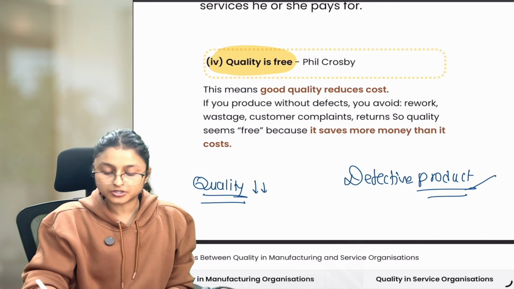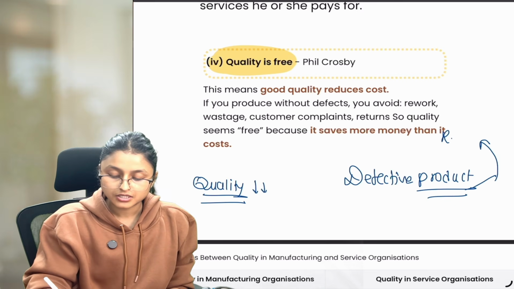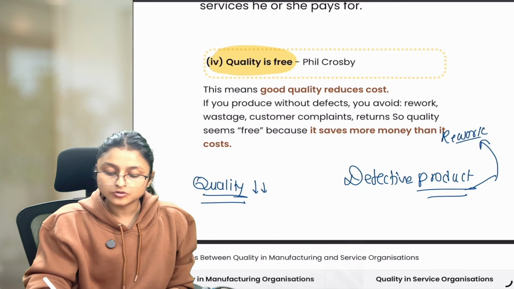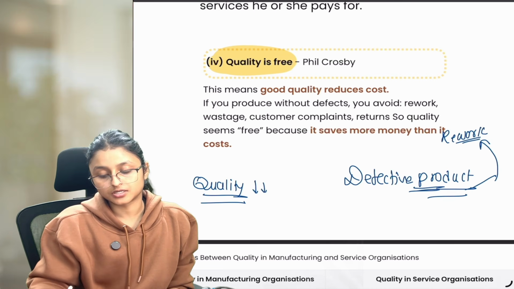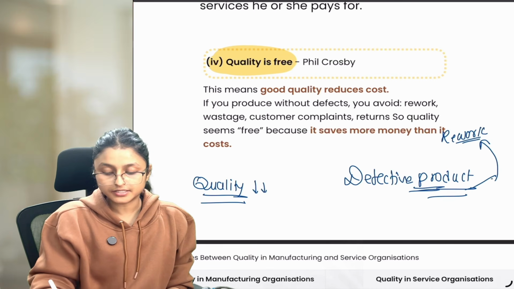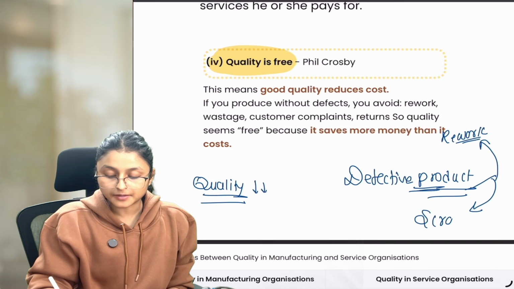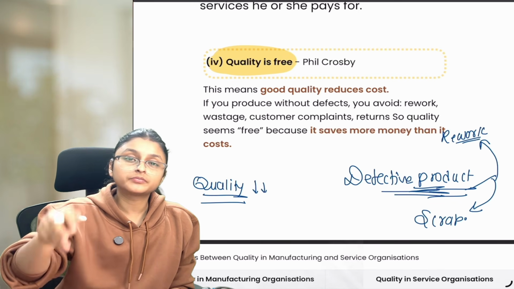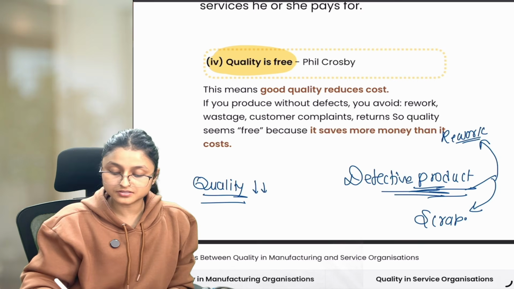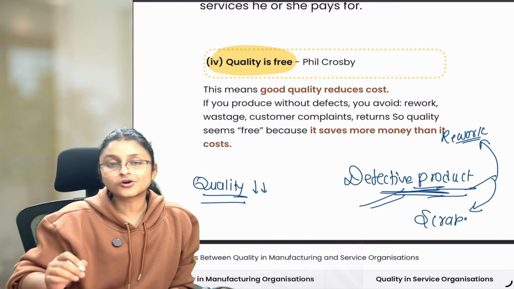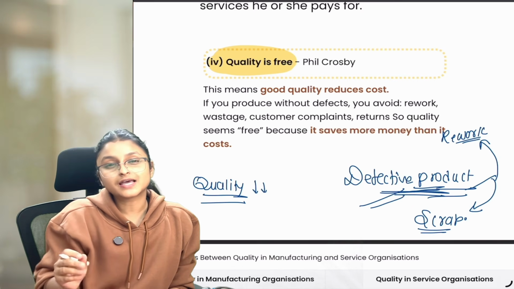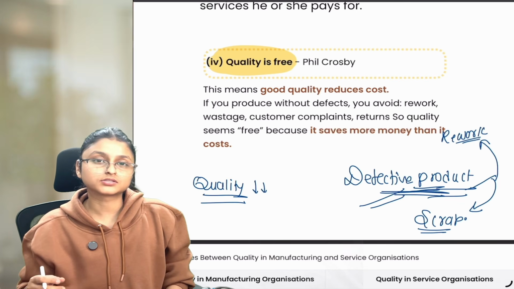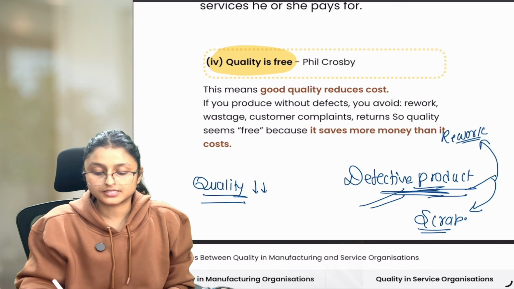Then this defective product requires rework. Rework means we'll try to first correct this defective product. If we are not able to correct it, then we need to sell it as scrap. You have done every work on this. You have applied all the materials, labor, every expense is done. Now this product has gone defective. Now we need to sell it as scrap at a very low cost. So it's a loss for the organization.